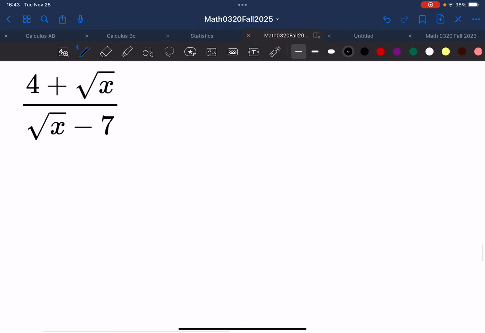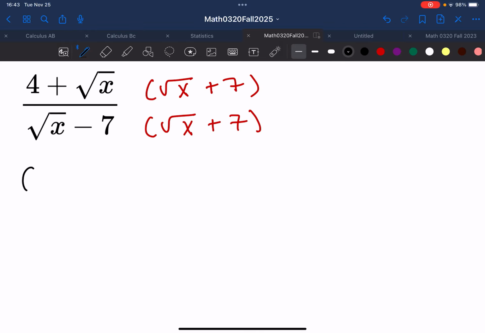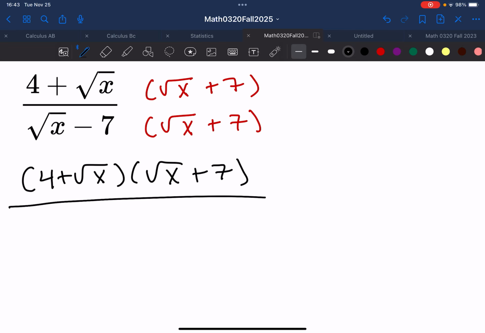Okay, in this one, my conjugate would be the square root of x plus 7. I just changed that sign. And then I multiply. So this gives me 4 plus the square root of x times the square root of x plus 7 over the square root of x squared, that first term, minus 7 squared, that last term. So for the numerator, what I'm going to need to do is FOIL this to simplify.